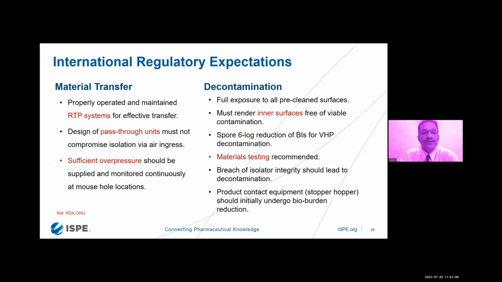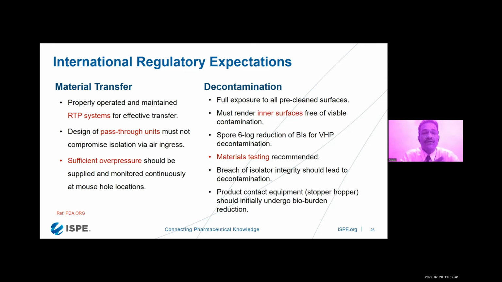Sufficient overpressure should be supplied and monitored continuously at a mouse hole location. So here, when we are talking about a complete integrated vial filling line, basically from the filling zone, the vials will go to the conveyor, which will carry them to the lyophilizer, to the row by row feeding system, or through the AGV. Unloading of the lyophilizer, the vials will be going to the capping machine, and all these transfers are going to happen through different chambers of the isolator.